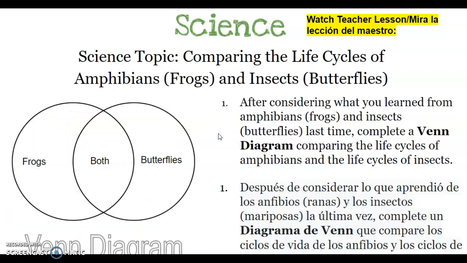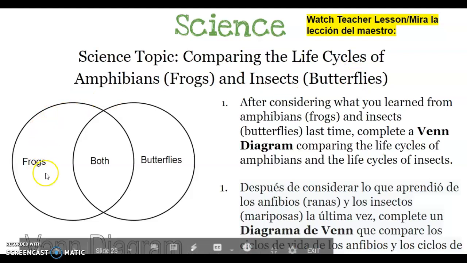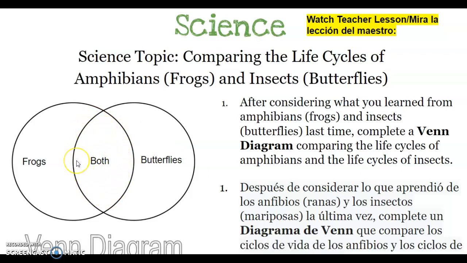So for today's activity, we are going to be comparing the life cycles of the amphibians, the frogs, and the insects. So remember what we learned about from last time about both of them. You are going to put what the frogs have, what the butterflies have, and then in the middle is what they both have. What do they do the same? What do they have in common?